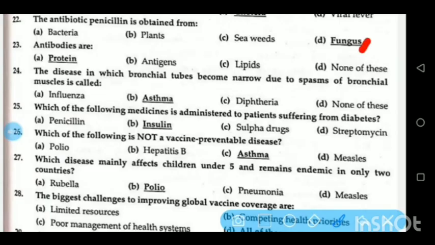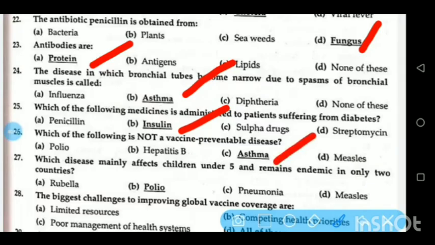Antibodies. The antibiotic penicillin is obtained from fungus. Antibodies are protein. The disease in which bronchial tubes become narrow due to spasm of bronchial muscles is called asthma. Which of the following medicines is administered to patients suffering from diabetes? Insulin. Which of the following is not a vaccine preventable disease? Asthma. Which disease mainly affects children under 5 and remains endemic in only 2 countries? Polio.